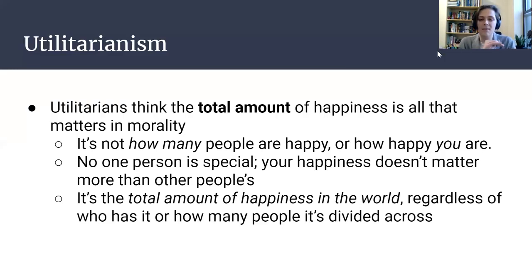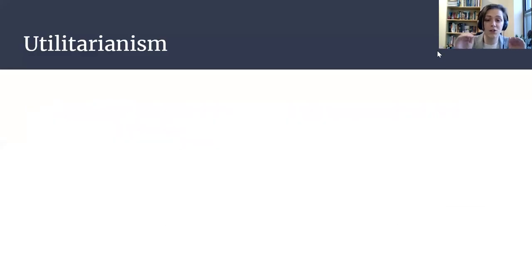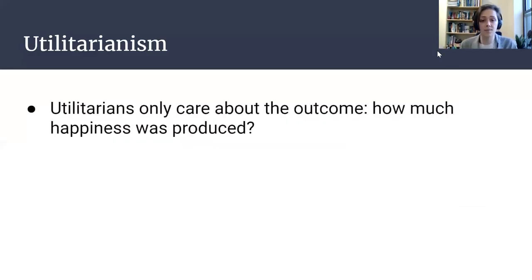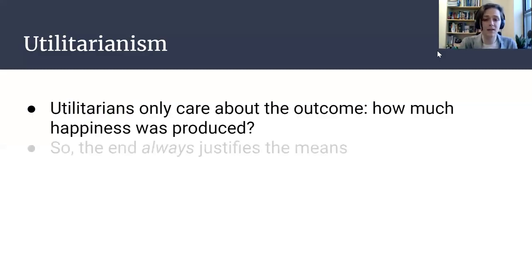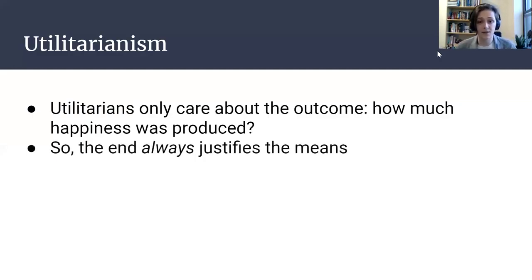So it doesn't matter who has the happiness or how many people it's divided across. It's just a matter of how much happiness is there in the world. And so they only care about the outcome. How much happiness was produced? How much happiness is there in the world? Did you make the world a happier place, or did you make the world a less happy place? That's the only moral question that matters, according to utilitarianism. That's what morality comes down to.